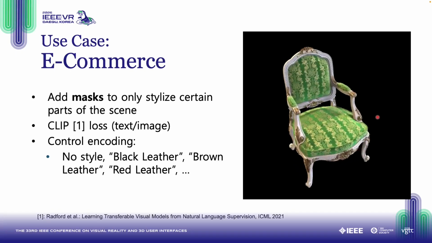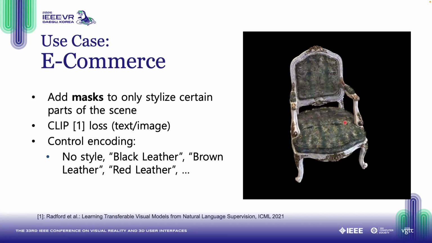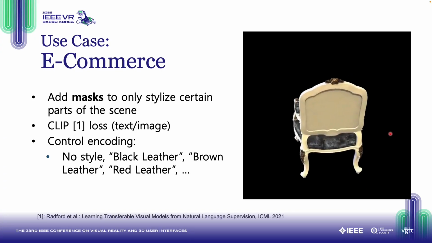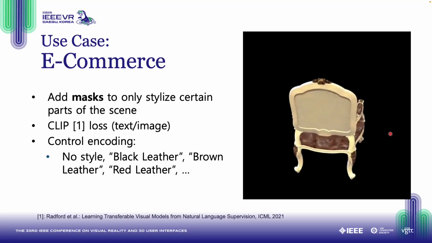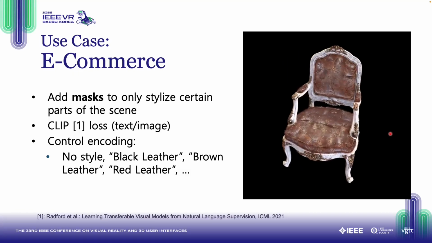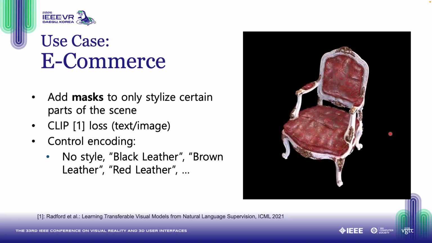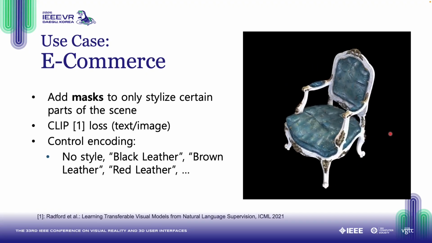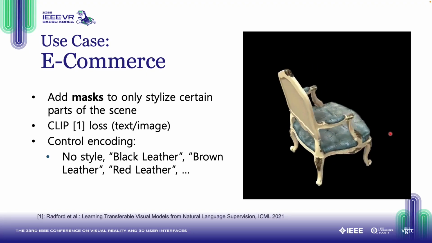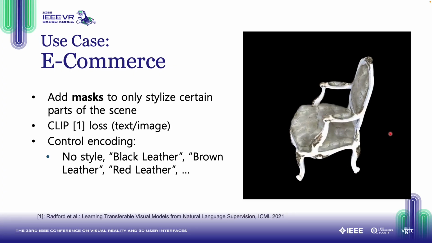We can also add masks such that only certain parts of the image are stylized. In this example, we use a CLIP-based loss together with a text prompt to encode different colors of leather for the chair from the synthetic NeRF dataset, also into a single model. The masks are applied to the white armrest such that only the original green fabric is stylized. This showcases the usability of our approach in e-commerce settings.